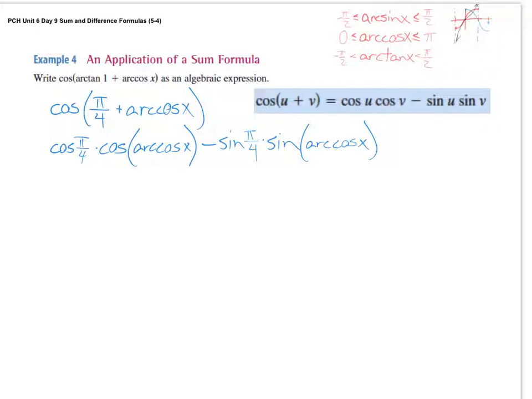Now, what can we simplify? Well, cosine minus sine of pi over 4 will equal... root 2 over 2. What's root 2 over 2? Well, isn't it cosine of pi over 4 and sine of pi over 4? Okay, those are both root 2 over 2. So we can just get those out of the way right now.